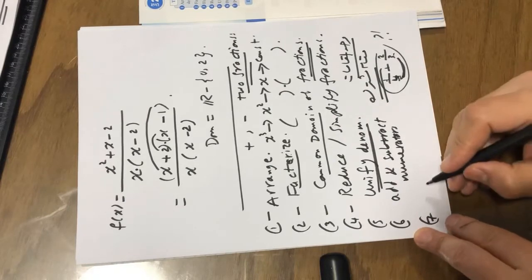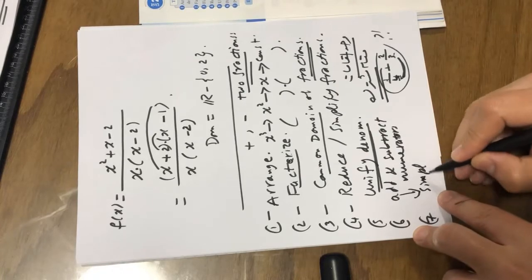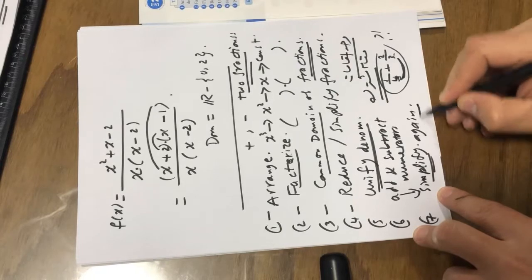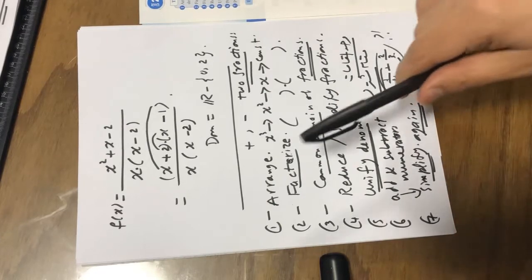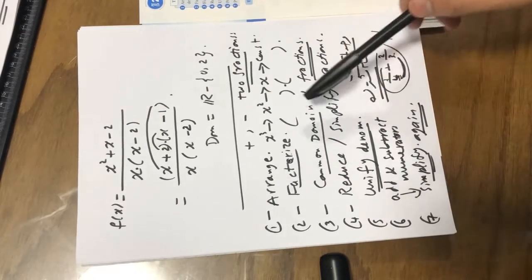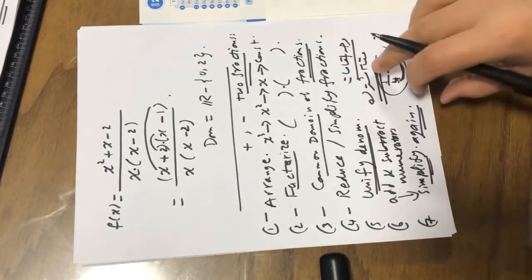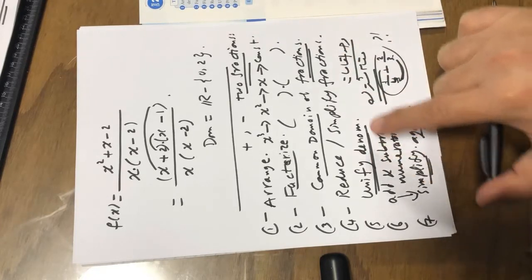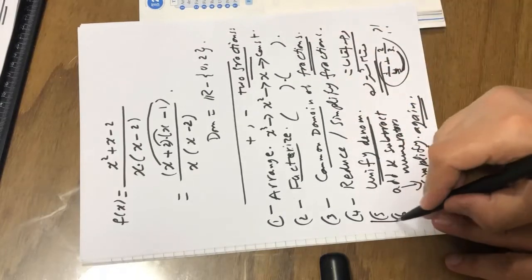The last step is to simplify this addition and subtraction. Simplify again. Don't forget to put the domain at the end once more. So this is the method. Once more: arrange, factorize, write down the common domain of the fractions, reduce each fraction into simplest form, unify the denominators. This is the cornerstone of addition and subtraction.